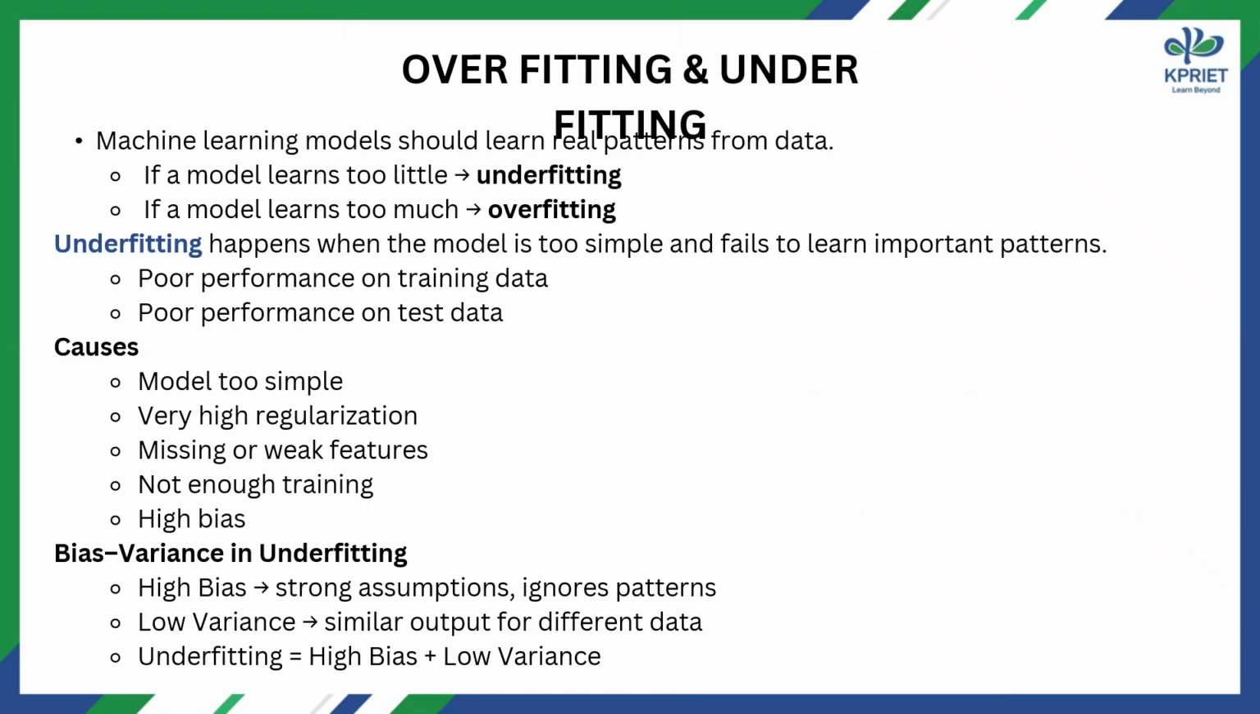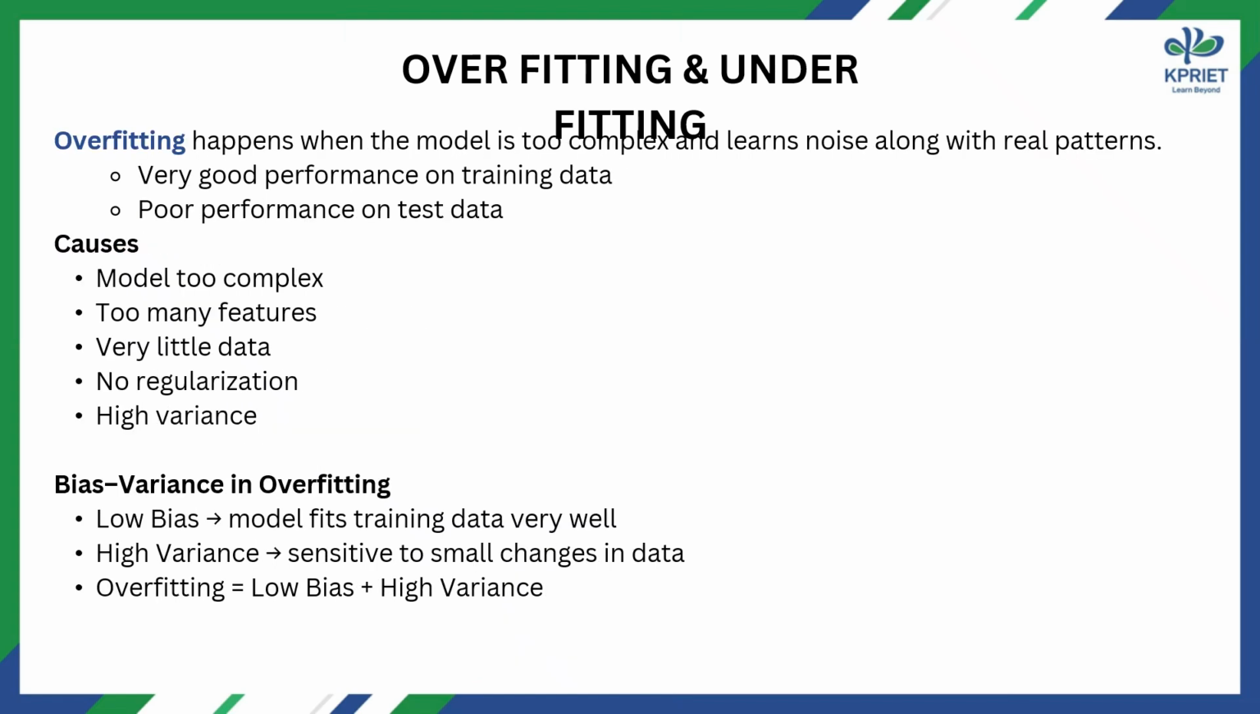Overfitting and underfitting, which we have discussed in previous classes. If a model learns too little, it is underfitting. If a model learns too much, it is overfitting. Underfitting happens when the model is too simple and fails to learn important patterns, giving poor performance on training data and poor performance on test data. Causes are a model that is too simple, high regularization, missing or weak features, not enough training, and high bias. In underfitting we have high bias plus low variance. This is the formula for it.